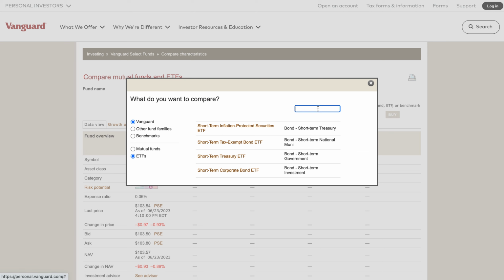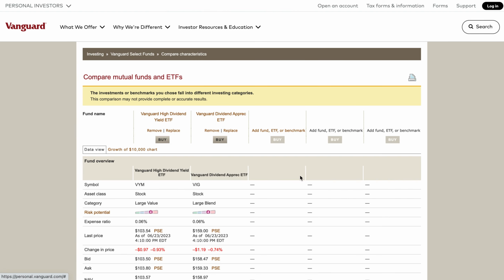And then I'm going to enter the symbol here. So it'll be VIG, Vanguard Dividend Appreciation ETF. That has been added now. And it's giving me a warning here, just to be aware that these fall into different investing categories, so the comparison may not be complete or accurate.